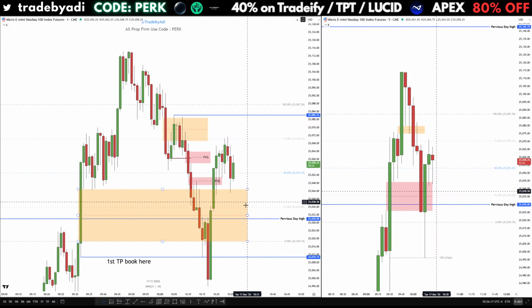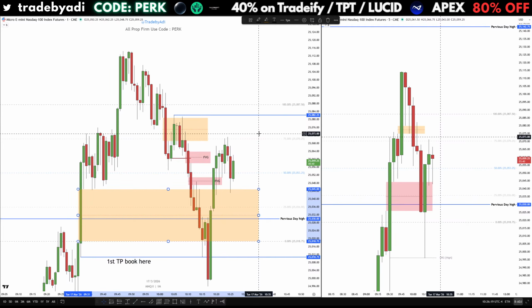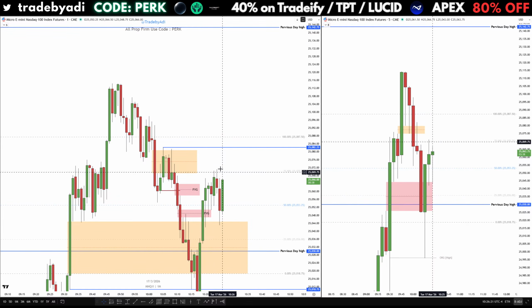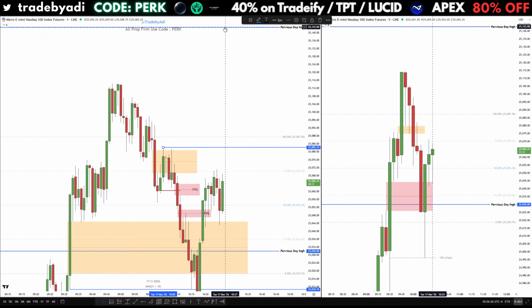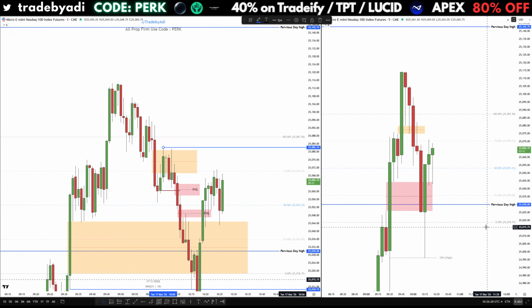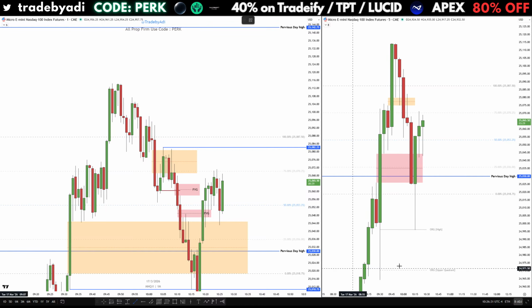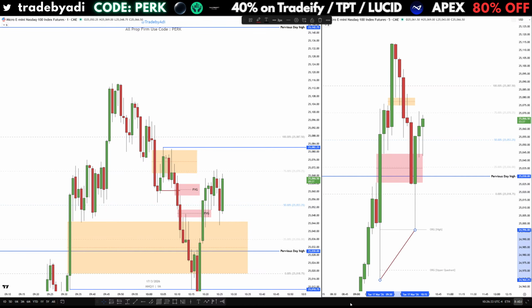Because look, if price is going to take a support and take out this high, then most likely again we are going to do a continuation to the buy side liquidity, because now we have an SMT with ES like this.